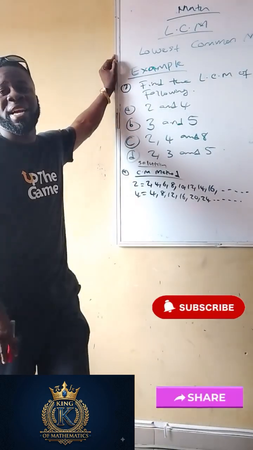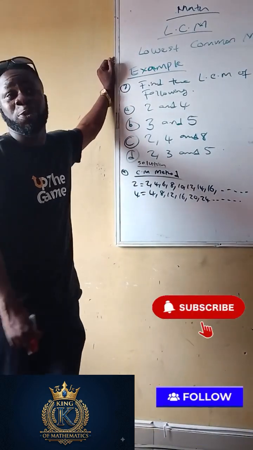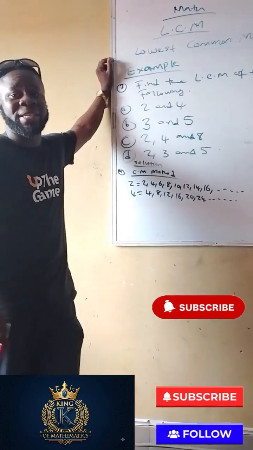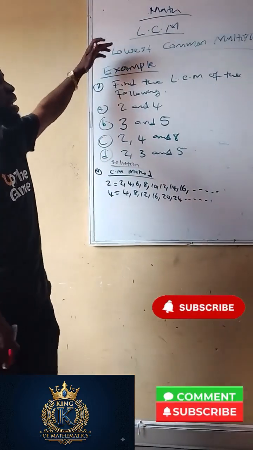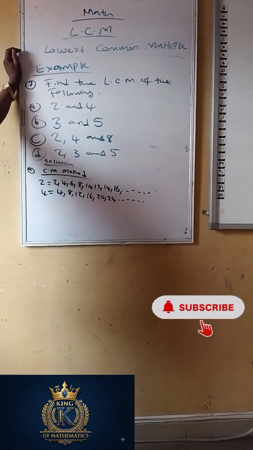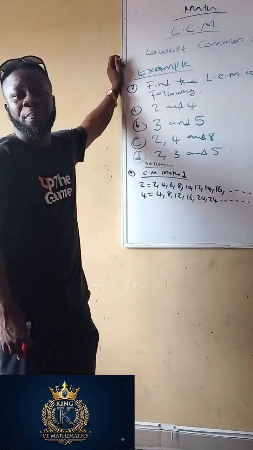Mathematics, and today we are looking at this small topic. It's not small, as you can see, it is very hard for some learners. It's L.C.M. What does L.C.M mean? It means lowest common multiple.